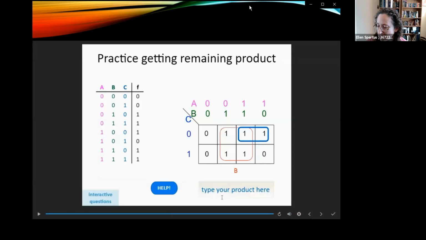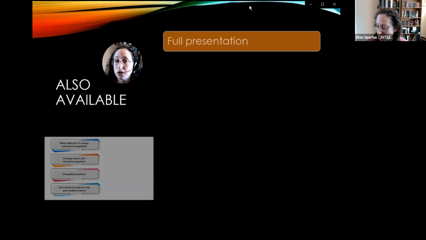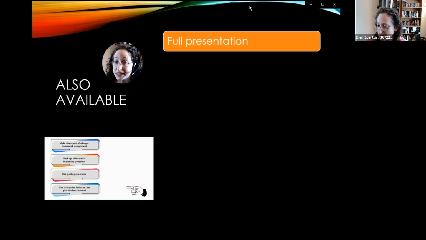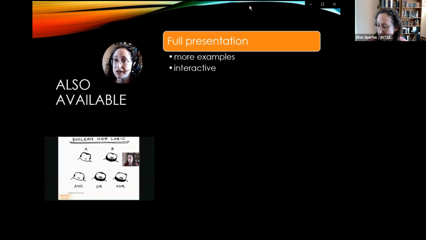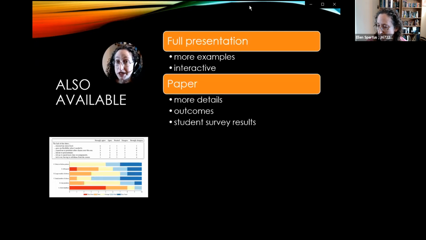And now the student can type the product or click on help if they don't know what to do. Of course, this lightning talk is just a teaser. You can also see the full presentation, which has more examples, and it's not an MP4, it's an interactive storyline. You can see the paper, which has more details and the outcomes, including the student survey results.